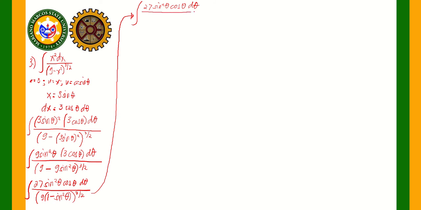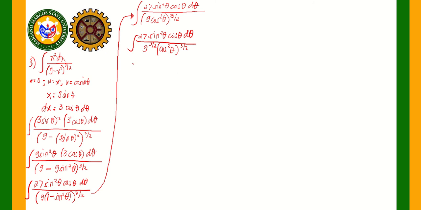So, if we write that, we will be having 27 sine squared theta cosine theta d theta over 9 times 1 minus sine squared theta, which is cosine squared theta, and then raised to 3 over 2. So, what we will do is distribute our exponent here. So, this will be equal to 27 and then sine squared theta cosine theta d theta all over 9 raised to 3 over 2 and then cosine squared theta raised to 3 over 2.